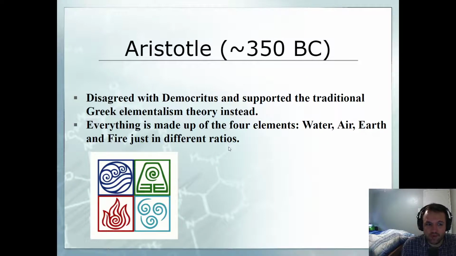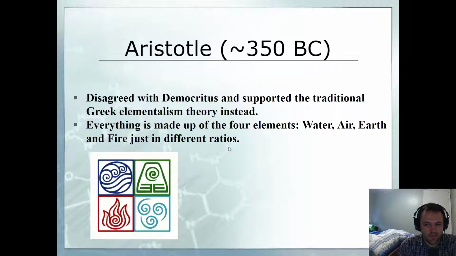But no one really cared. The thing about Greek philosophers back then is that it was basically a popularity contest. And this guy came along right after him, Aristotle, who you guys have probably heard of, and I assume you haven't heard of Democritus before, so Aristotle was way more popular. He disagreed with Democritus, and he supported the traditional Greek elementalism theory instead.